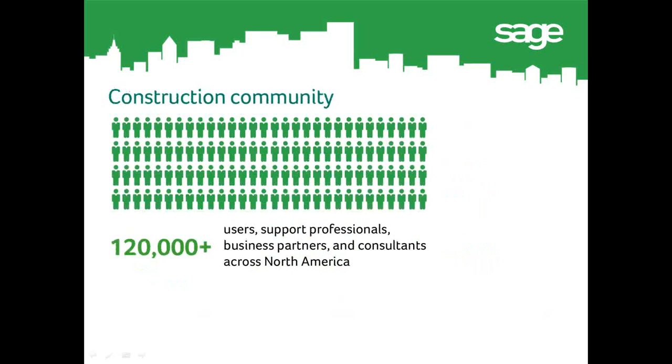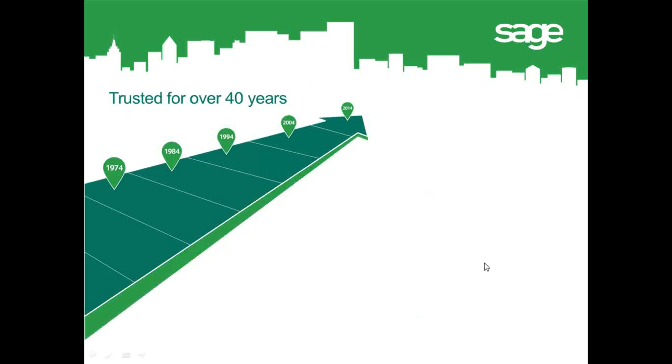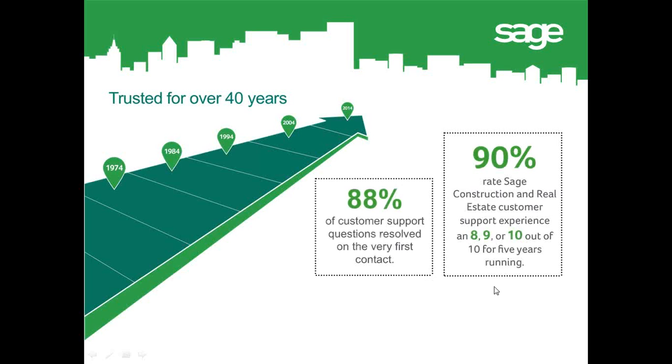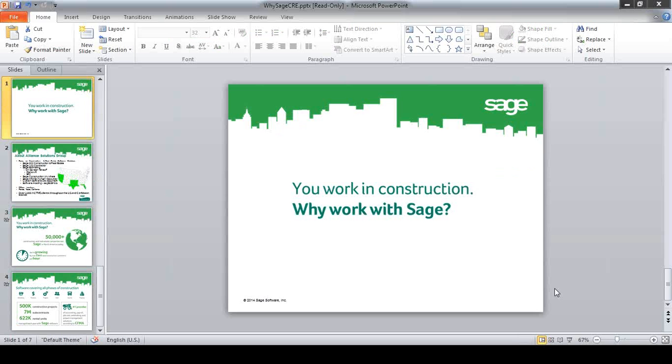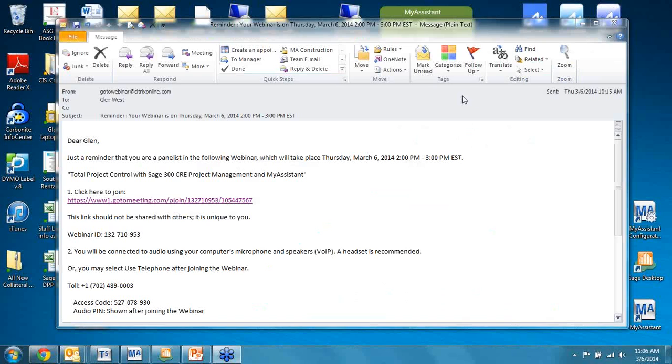The construction community is over 120,000 users. We get into support professionals as well as business partners and consultants that are out there to help and work with you. And then we've got over 200 business partners and consultants that are available. This group and this application has really been around since the early 70s, very high on customer support, and then also very high on customer experience. So I'm just going to jump out of that real quick. Just wanted to give you a quick overview, and I'm going to jump right into Sage 300.